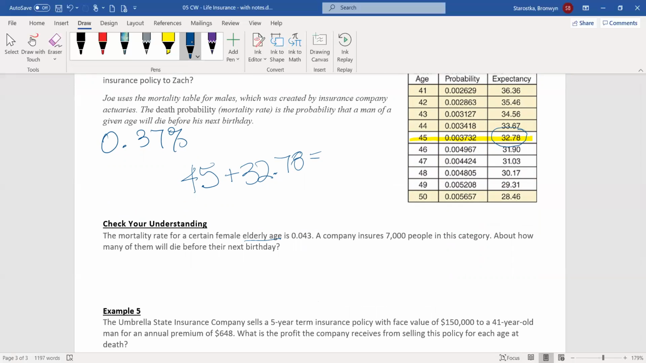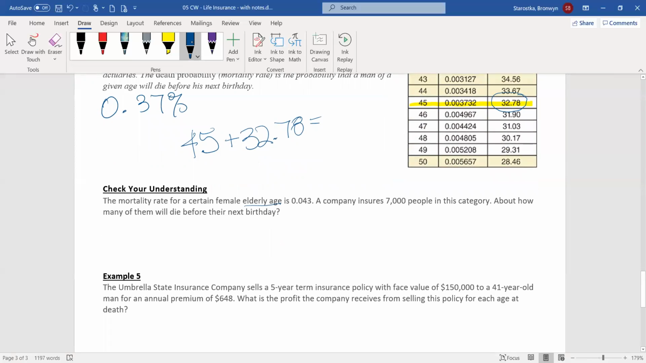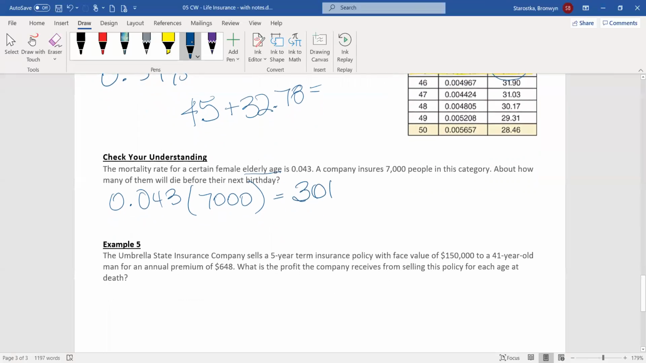The mortality rate for a certain female who is old is 0.043. The company insures 7,000 people in this category, but how many of them will die before their next birthday? Super dark. So we'll take that number, 0.043, times the 7,000, and that is going to be about 301 people who could die before their next birthday. That's the probability. That's what these actuaries do.